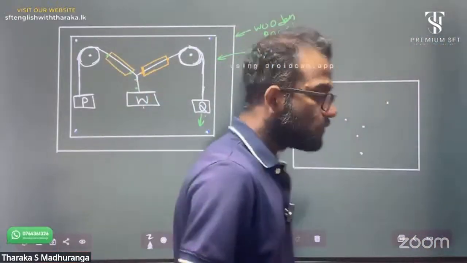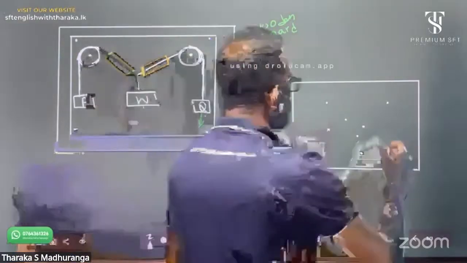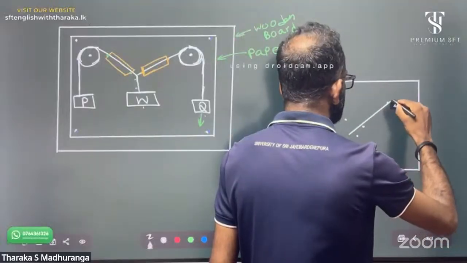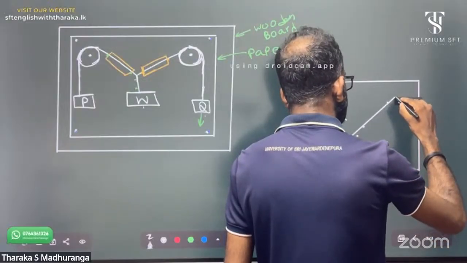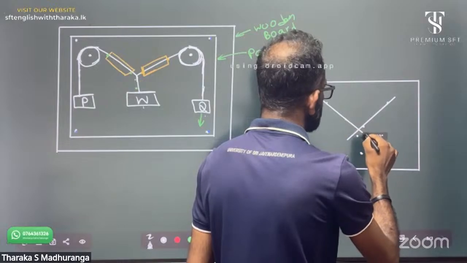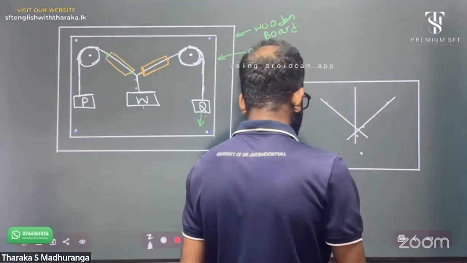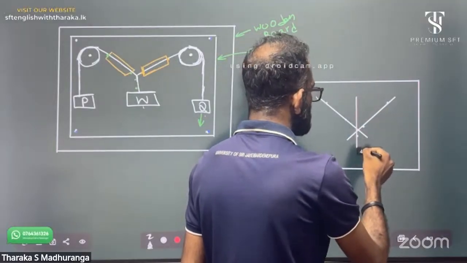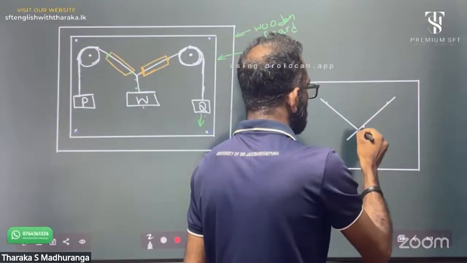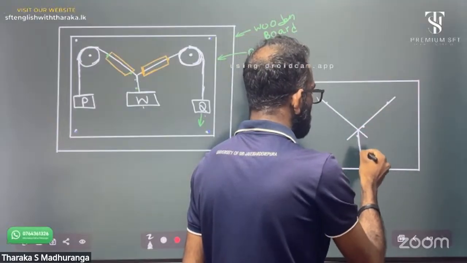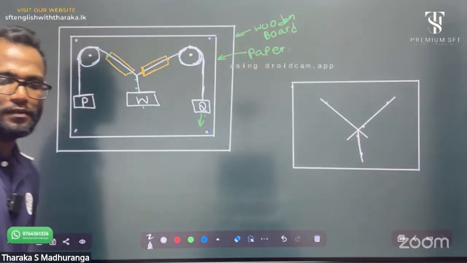The next step, use a ruler and mark all these lines. Join the points. Like this. You can draw lines along these points.